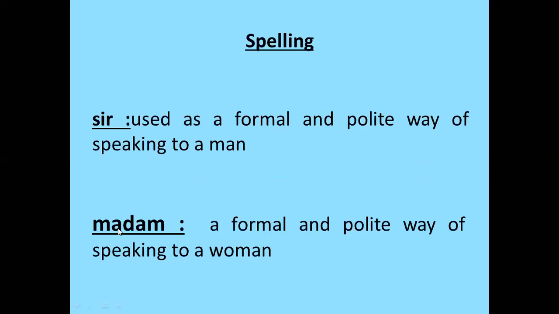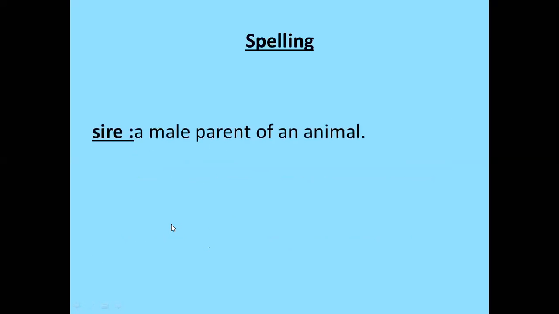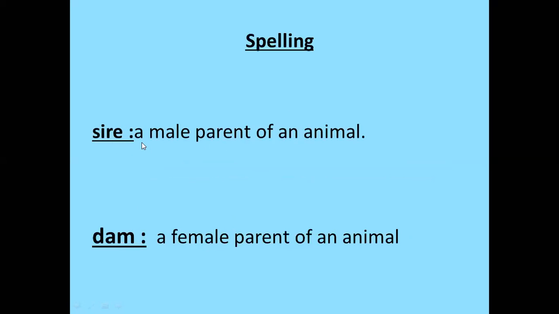Sir and madam. Sir, this is a formal and polite way of speaking to a man. Sir Ali, Sir Ahmed. And madam, this is the formal way of speaking to a woman, and it's a title that can precede the name. Sire and dam. Sire, this is the male parent of an animal, and dam is the female parent of an animal.